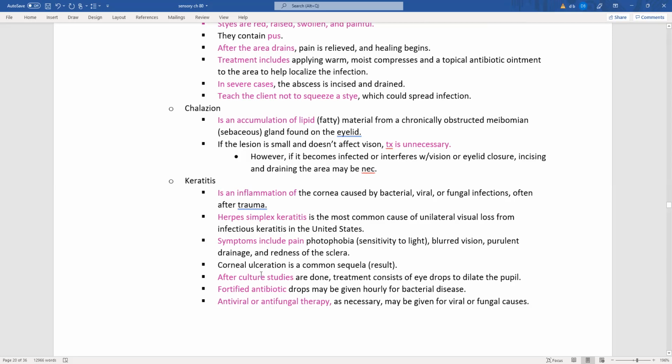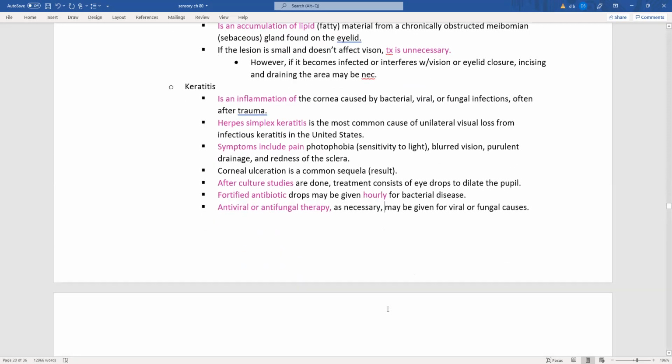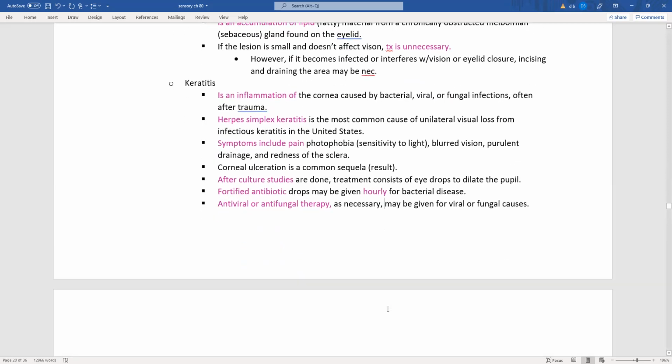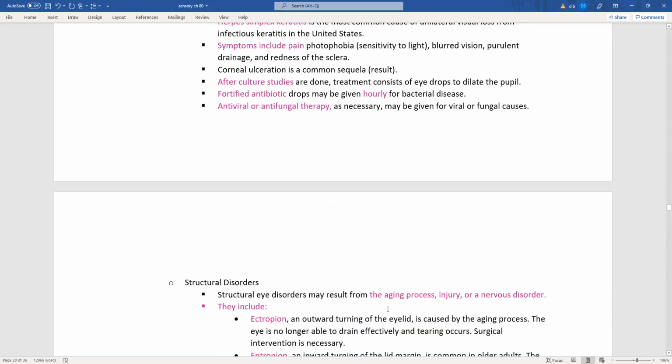So after culture studies are done, treatment consists of eye drops to dilate the pupils. Fortified antibiotic drops may be given hourly for bacterial disease. Ain't that something? You have to get your drops hourly when you're dealing with keratitis. Antiviral or antifungal therapy, as necessary, may be given for viral or fungal causes.